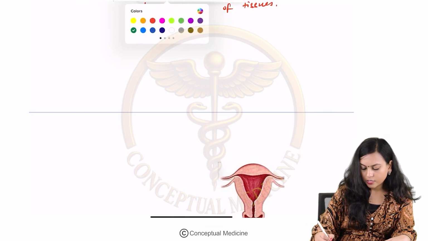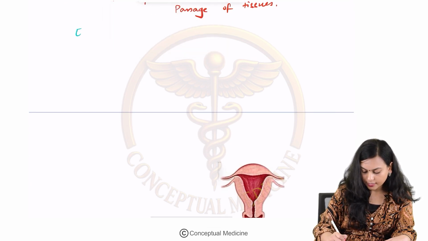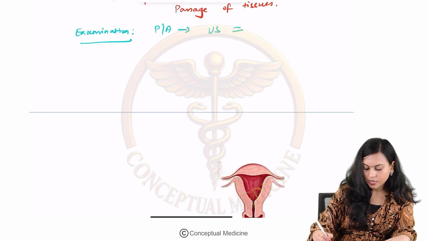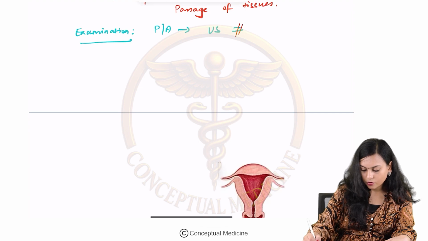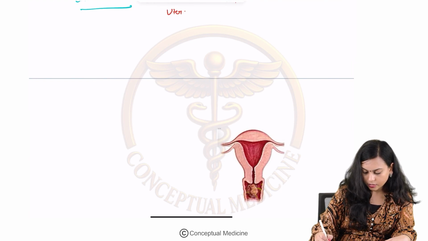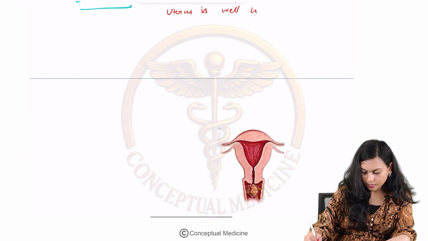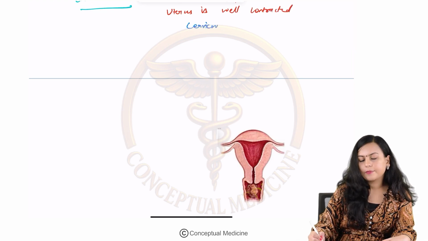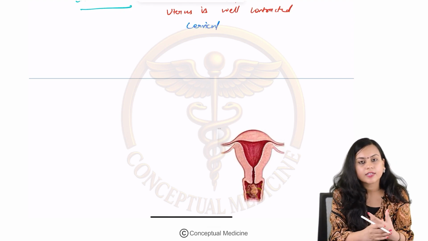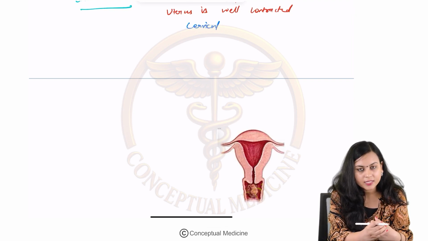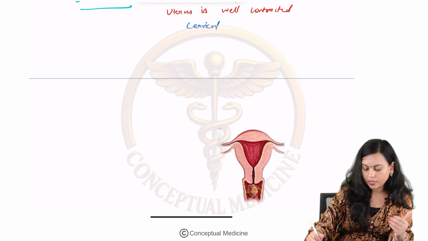And what will you be able to appreciate in examination? During examination, if you do a per abdomen examination, definitely the uterus is going to be not equal to, or it is going to be smaller than, the gestational age. And then the uterus is well contracted. Now tell me, how will the cervical os be? All the products of conception have already been expelled out. So what do you think about the cervical os? Yes, cervical os will be closed.